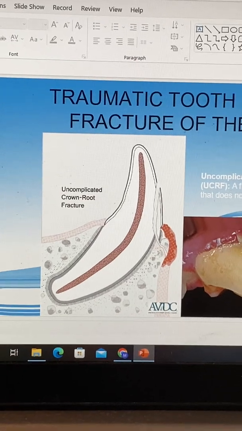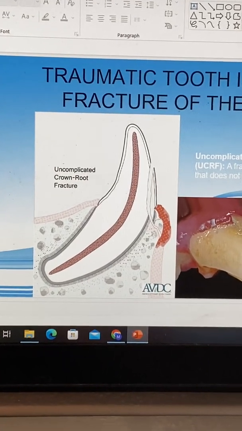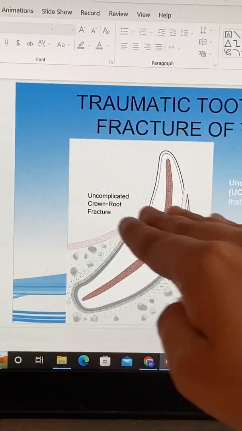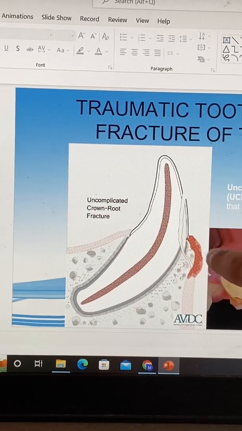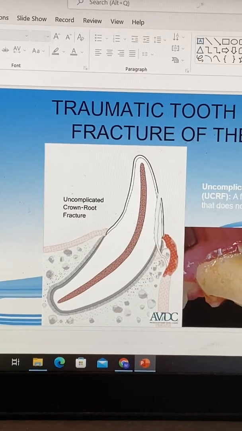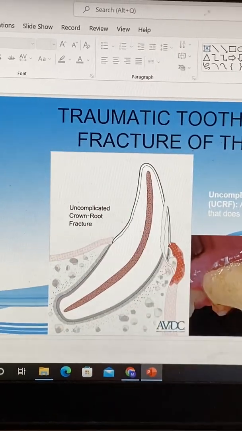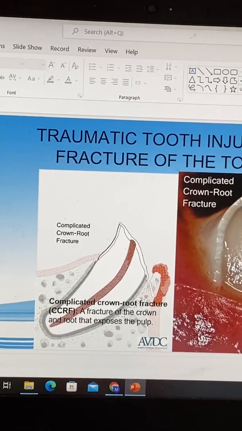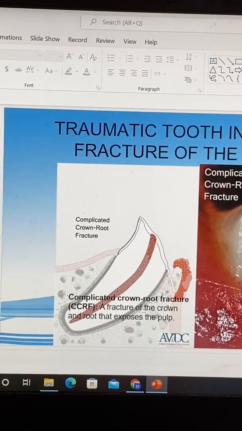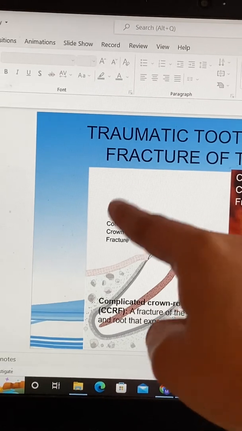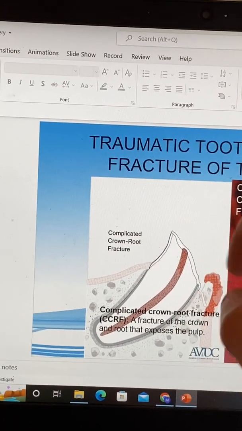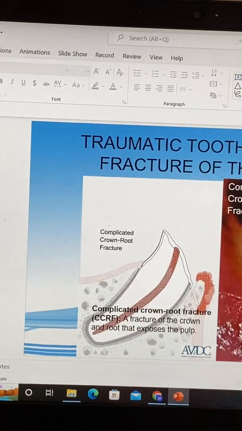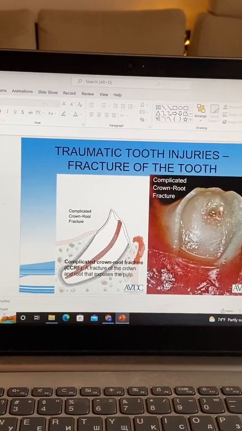So when we come to the uncomplicated crown root fracture, this is where there's not just a fracture of the crown exposed above the gum, but also the root under the gum, which leads to inflammation. But because it's uncomplicated, the pulp hasn't been exposed. Now, when it's a complicated crown root fracture, as the name suggests, it's complicated because the pulp is exposed. It's crown root, so the bit of the crown has been cut off, the bit under the gum has been cut off, and there's a fracture. It's not just like a crack like the first type.